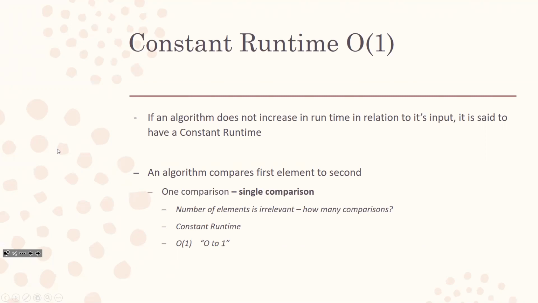We're doing one comparison. Now, when we're looking at this program, we're not talking about how many data items are going to be involved. That's irrelevant because we're just talking about one comparison. So O(1), or O with the 1 in parentheses. Constant runtime.